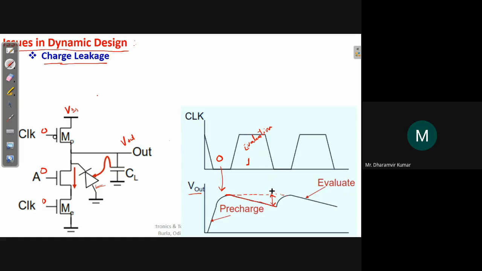We wanted this level, but the level has got reduced to this. So this is the difference that occurs because of this effect, and we call this a charge leakage issue in dynamic logic circuits.